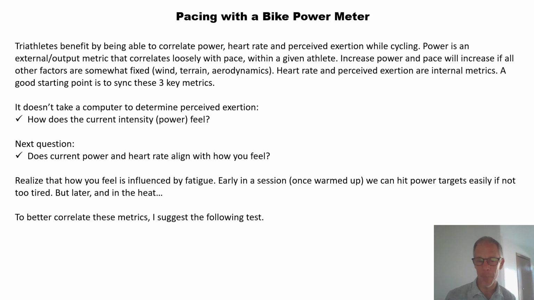The heart rate might be about the same, that zone 2 control. And in the third hour, you might need to do the same. Think about your FTP going down another 10 watts. Your power decreases another 10 watts. Now, again, this is heavily influenced by how well trained you are and just how warm it is. Those are the two key factors. So anyways, let's work on better correlating these metrics, and to do that, I suggest the following test.